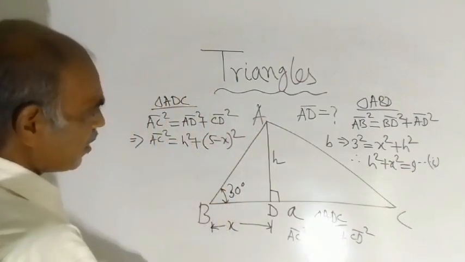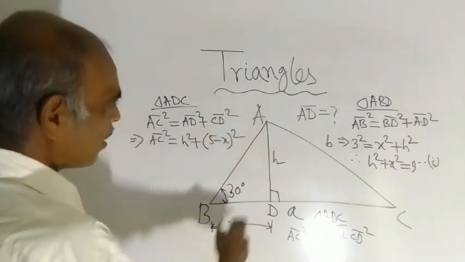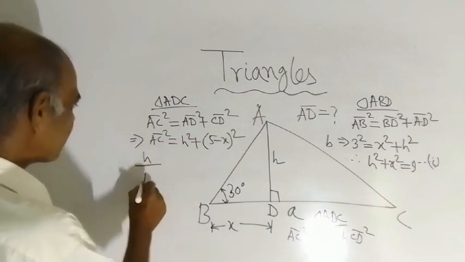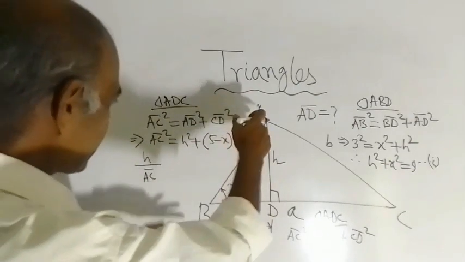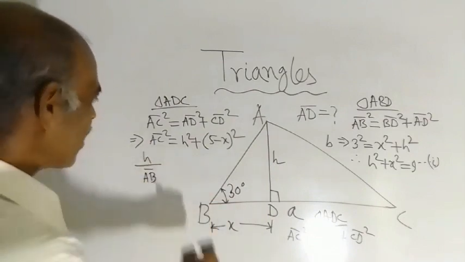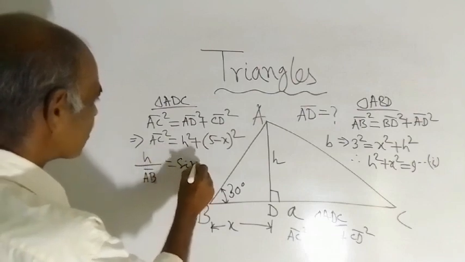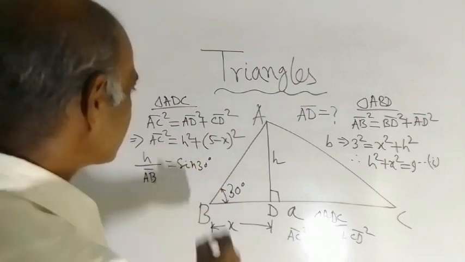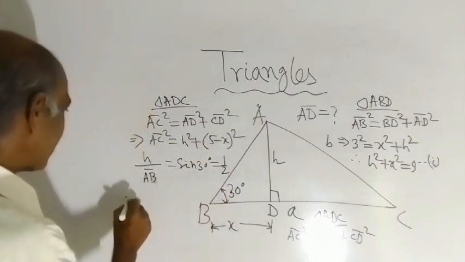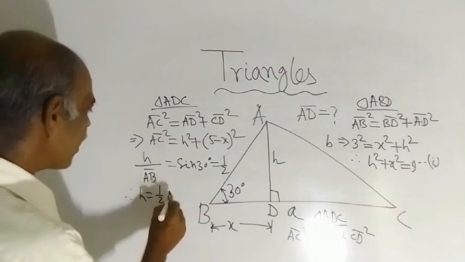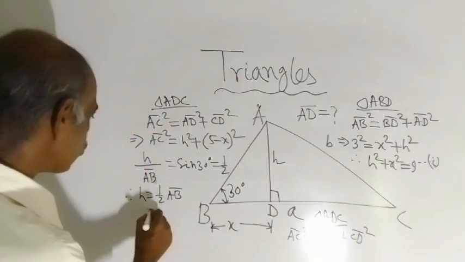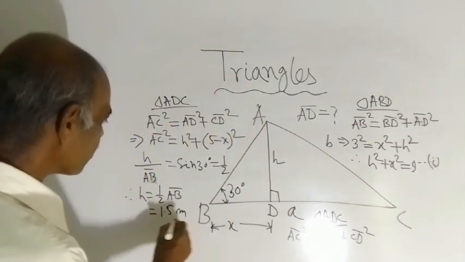This angle is 30 degrees. So for this triangle, H divided by this length is equal to how much? H divided by, sorry, not AC, it is AB. H divided by AB is equal to sine 30 degrees. Am I right? And sine 30 degrees is equal to half. Therefore, H is equal to half of AB. And AB was given as 3 meters. So this becomes 1.5 meters.